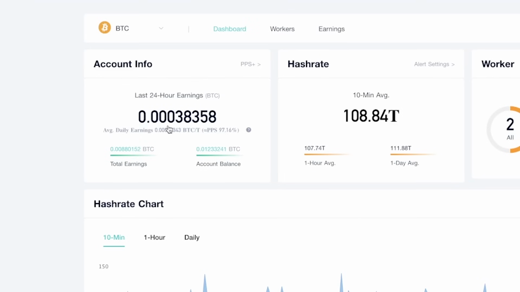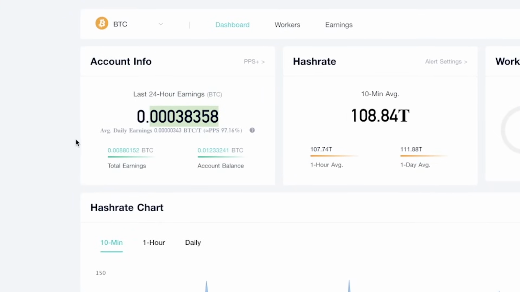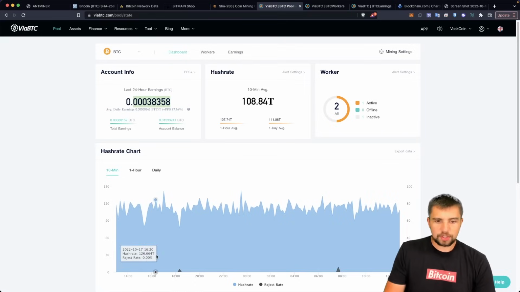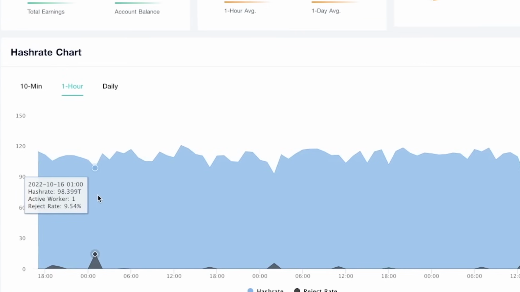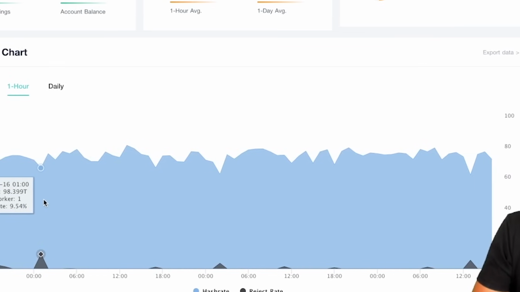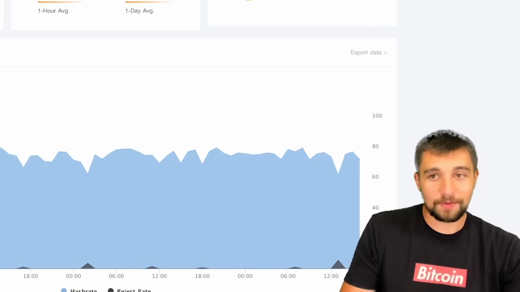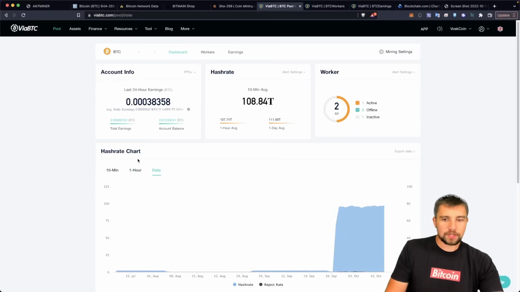In the last 24 hours, I've earned this much Bitcoin. You look at the 10-minute mining, pretty good stability. Just basically two awkwardly high reject rates down there. We look at the hour by hour, a couple of high reject rates. I mean, losing 10% of your work is not good. You lose that much work, your boss is like, yo, where's the other 10%, dude? We look at the daily.